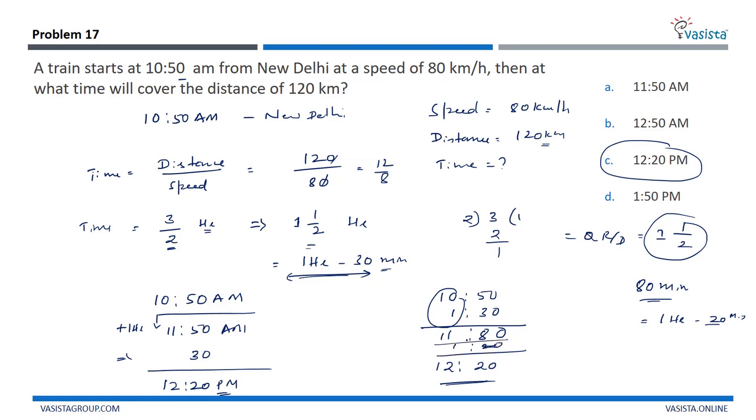Otherwise, you can add like this also: 1 hour 20 minutes. This is 11 plus 1, that is 12. So that way you can calculate. This is 12 hour 20 minutes.